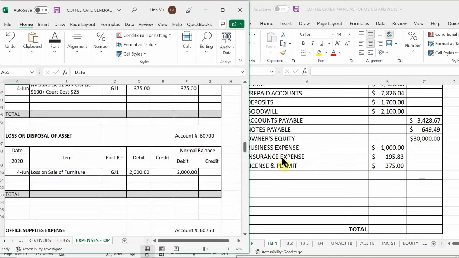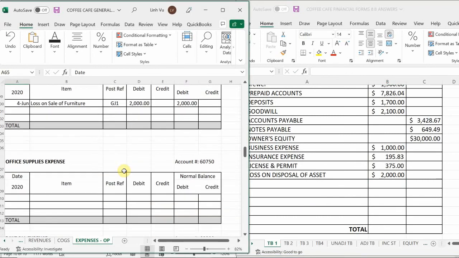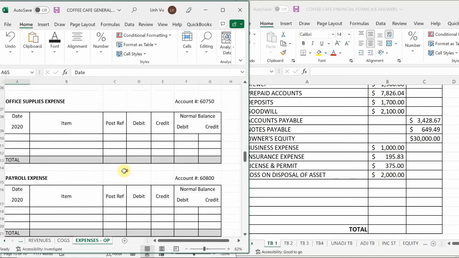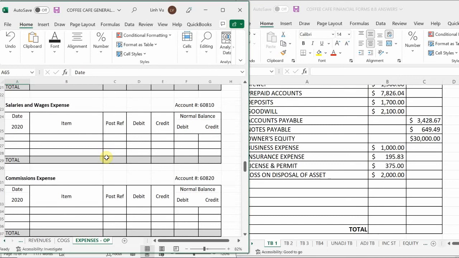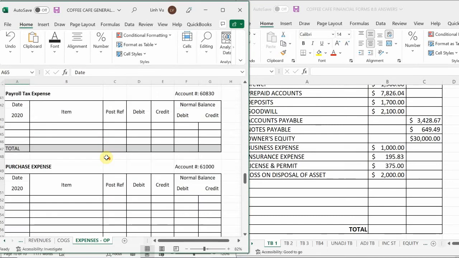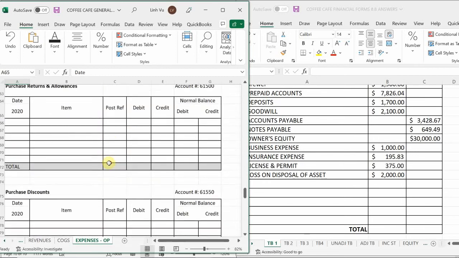What about loss on disposal of asset? Yes. How much? $2,000. $2,000. Okay. Have I gotten any office supplies expense yet? Well, we haven't even purchased office supplies, so no. Payroll, once again, we don't even have any employees right now. Okay. What about purchase expense? We haven't even bought inventory yet, so nothing there.